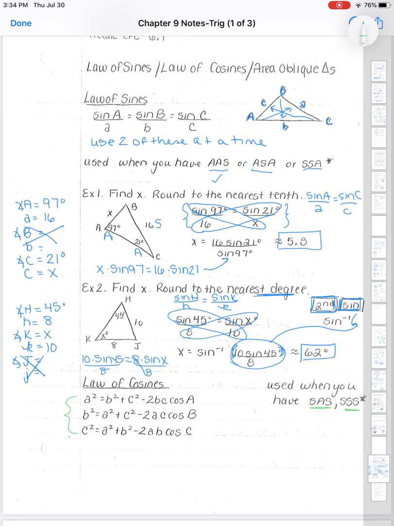So the connections that you can make is if it starts with little a, it ends with angle A. If it starts with little b, it ends with angle B. If it starts with little c, it ends with angle C. And then the other letters that are used in the formula are the other two sides.